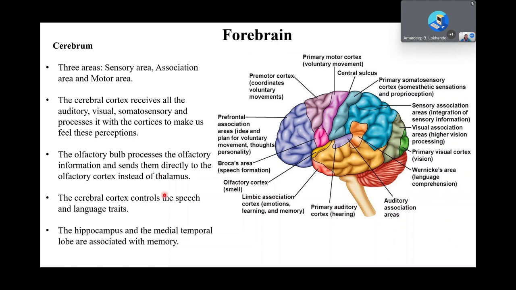The cerebral cortex is also responsible for speech and language traits. And then you have the hippocampus, which is responsible for memory. Just to give you an overview of how this functions, there are several parts of these hemispheres, and you can see how they are responsible for different activities. For example, here you have the primary motor cortex, which is responsible for voluntary movements. The premotor cortex, which is just anterior to it, coordinates with this cortex so that together they can control the voluntary movements.